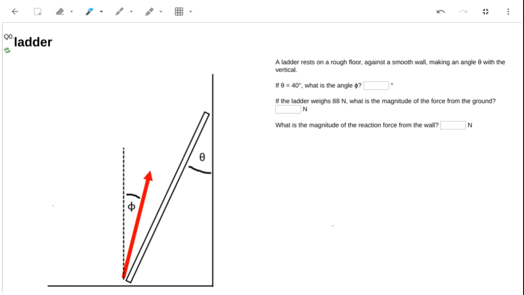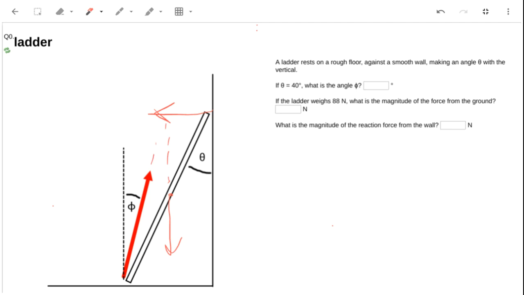Right, well, let's start off with looking at this reaction force that's drawn in red here. The reason that it points up at an angle is because the reaction force from the wall is perpendicular to the wall, because it's a smooth wall. And we've got the weight of the ladder, which comes from the center of the ladder.